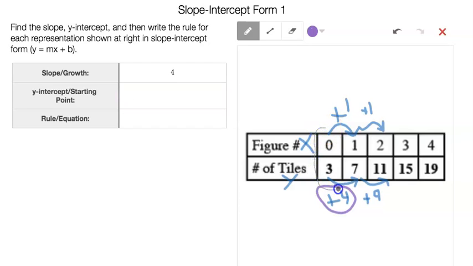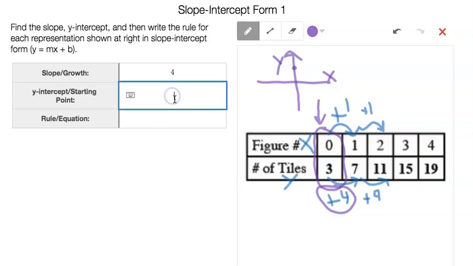See where you have figure 0? If I looked at a graph, we know that this is my x and this is my y. So if this is 0, I know that 3 is going to be somewhere up here. So this right here is my y-intercept. So now I know this is going to be 3.